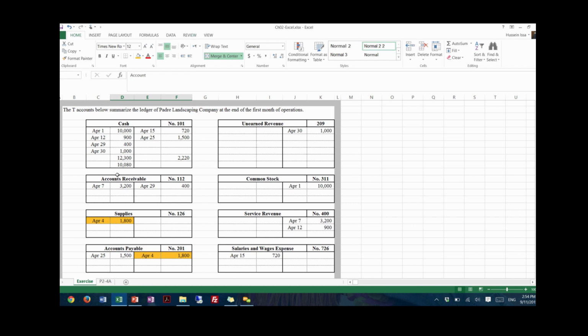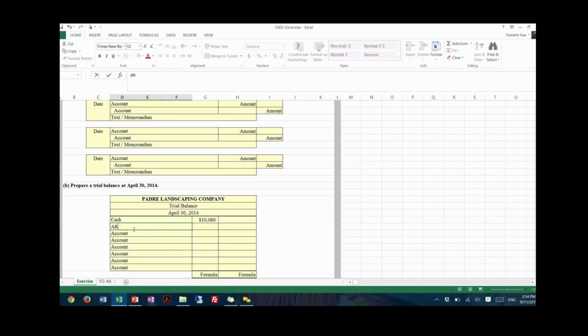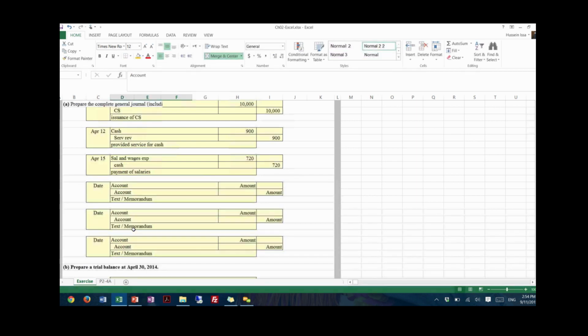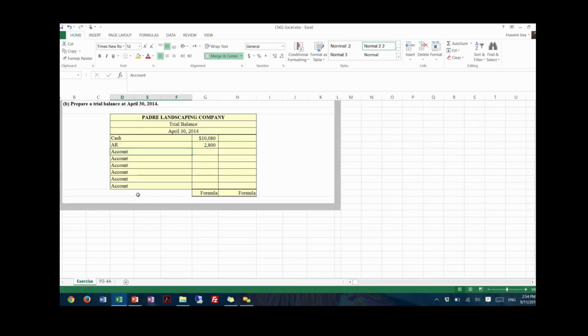Next account will be what? Accounts receivable. The value is 2,800. Accounts receivable, 2,800. Next is supplies, and the balance is 1,800. So this is supplies, 1,800, etc. And then at the end you have here total debits, total credits.